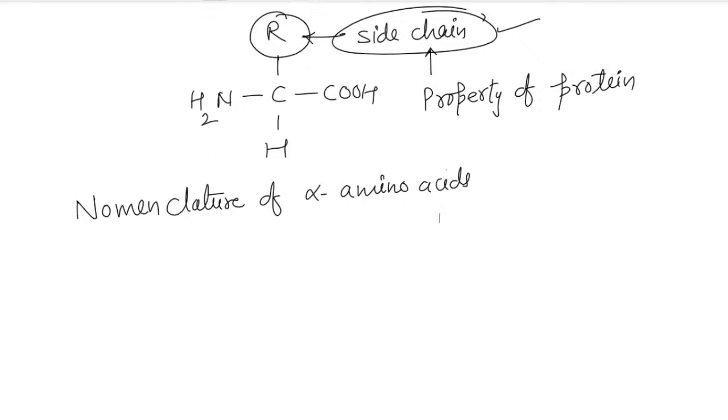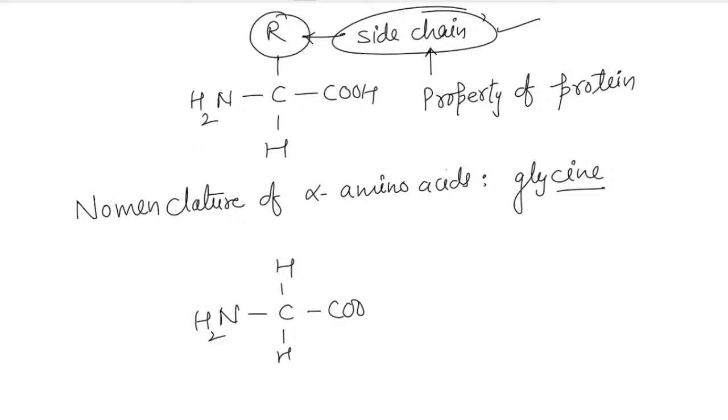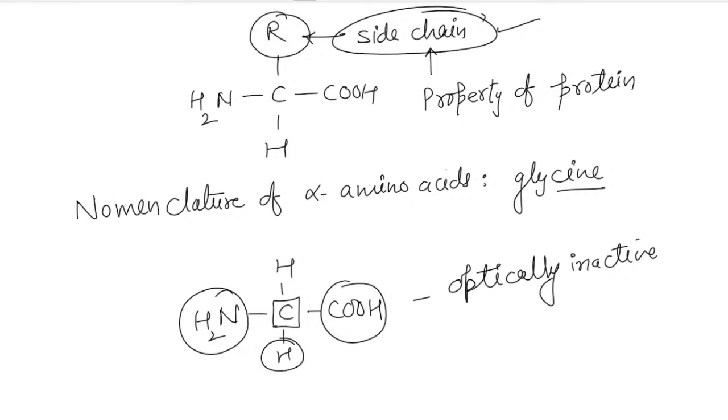Yes, anybody? Simplest alpha amino acid, that is glycine, in which this R group is actually H, and this is the only alpha amino acid which is optically inactive. Optically inactive because there is no chiral carbon, because this carbon is attached to NH2, COH, H, and on the other side there is also H. So this is optically inactive. Only alpha amino acid which is optically inactive is glycine.